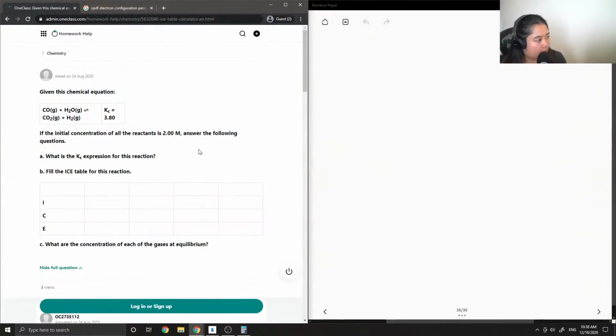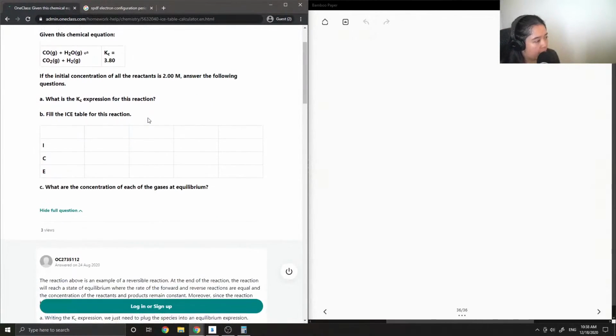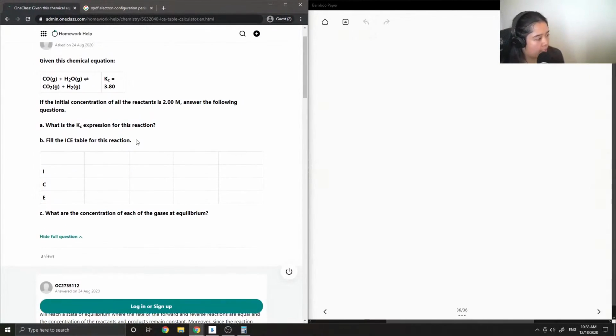Okay, so it says, given this chemical equation, if the initial concentration of the reactants is 2 moles per liter, answer the following questions. What is the Kc expression? And fill in the ice table for this reaction. What are the concentrations of each of the gases at equilibrium?